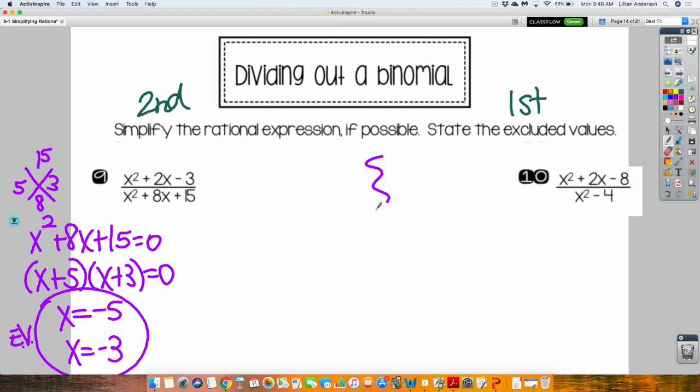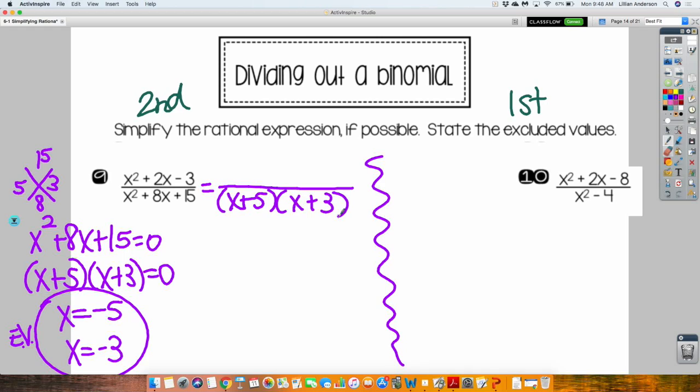So now I need to simplify this. And to be honest, you've already done half the work. When we factored the denominator to find my excluded values, we factored the denominator of this problem. So the same factors you get when you solve for the excluded value, you can still use those to simplify this rational expression. Now all you have to do is factor the top.